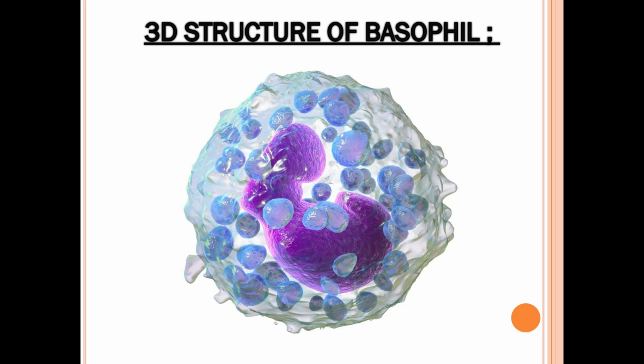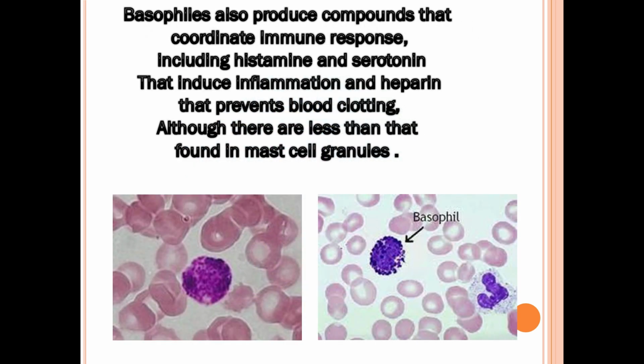High basophiles cause blood leukemia, polycythemia, thrombocythemia, myelofibrosis, and asthma. Basophils also produce compounds that coordinate the immune response, including histamine and serotonin, that induce inflammation, and heparin, that prevents blood clotting, although these are less than that found in the mast cells.